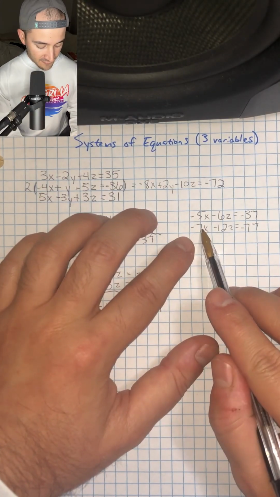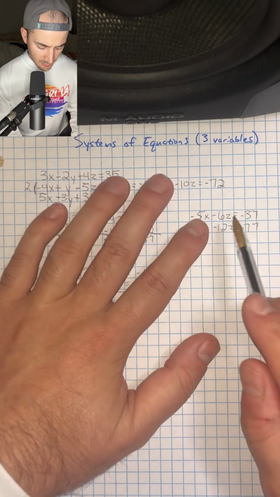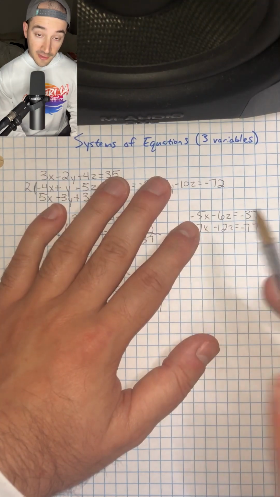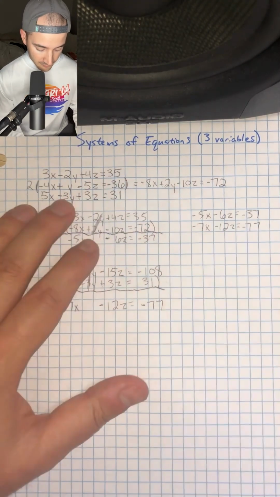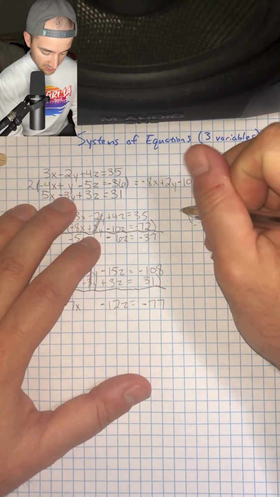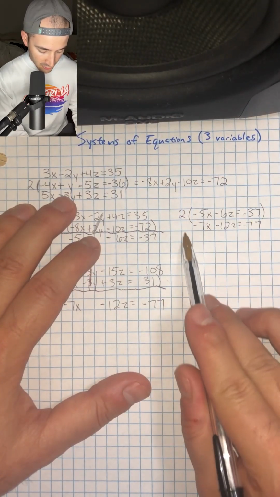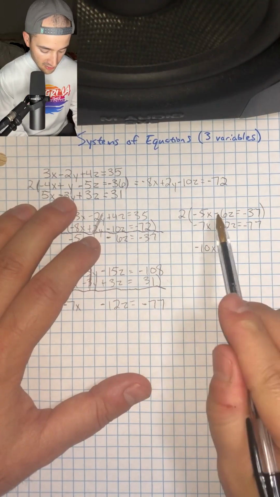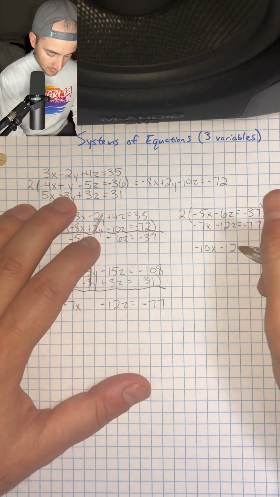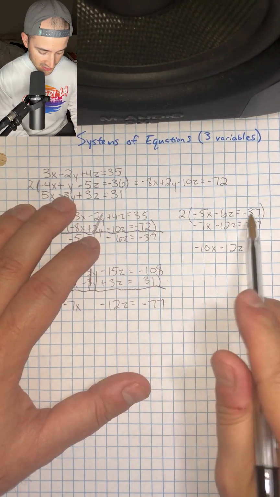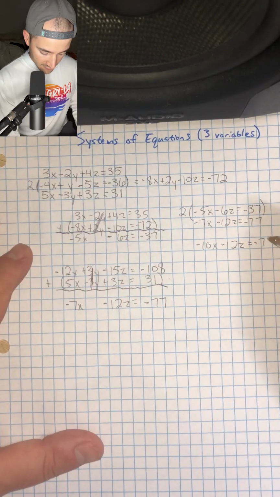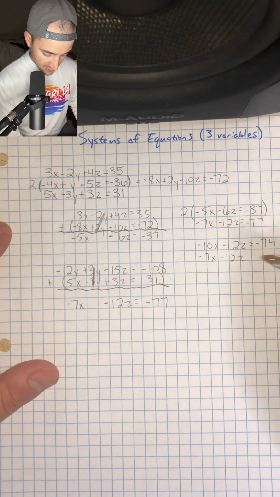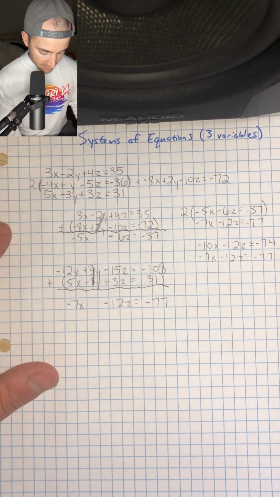The 5 and 7 are going to be kind of hard to eliminate, but we do have a negative 6z and a negative 12z, so we can just multiply the top equation by 2 so that we have a 12 and a 12, okay? So we're going to multiply everything on top by 2, and I'm going to write the new equation just right down here. So 2 times negative 5x is negative 10x. 2 times negative 6z is negative 12z. 2 times negative 37 is negative 74. Then my second equation is negative 7x minus 12z equals negative 77.